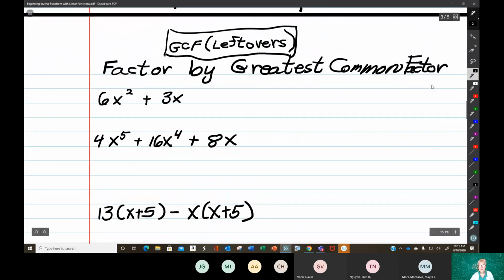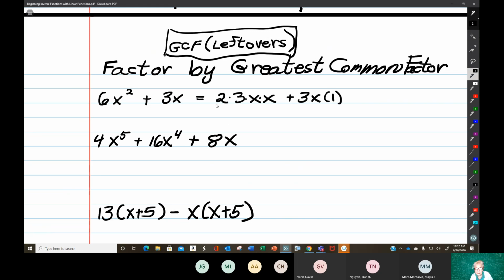But right now, let's talk about the greatest common factor, GCF. If we rewrite this, six is 2 times 3, and x squared is x times x. And then plus 3 times x. And let's stick a times 1 in there, because you're going to see that we need it.